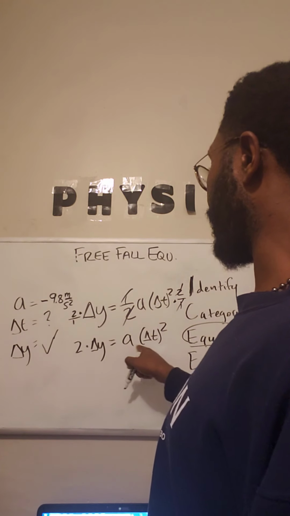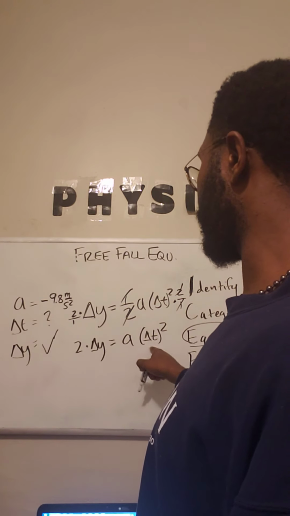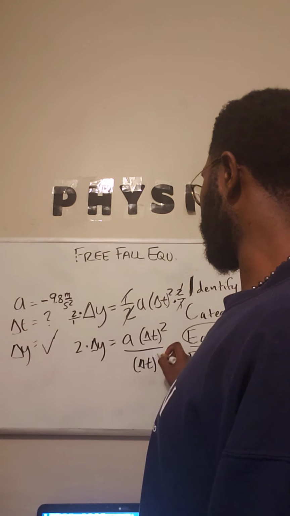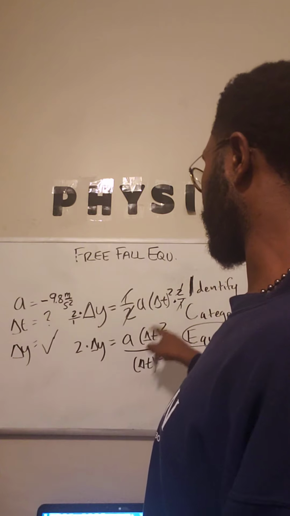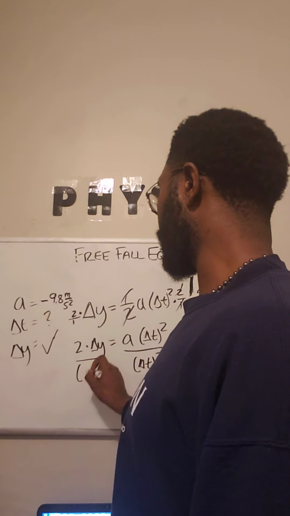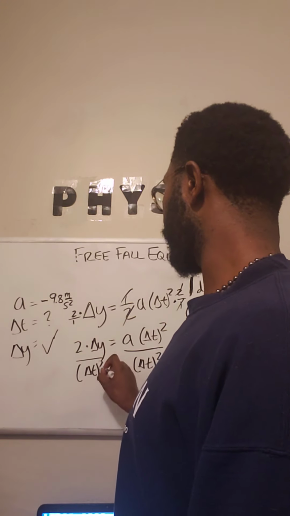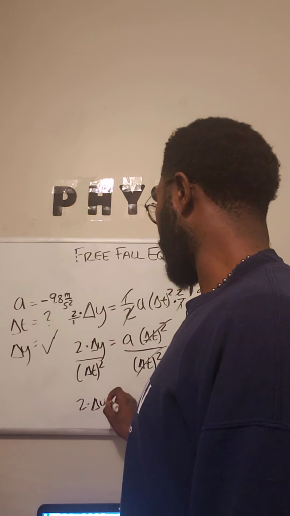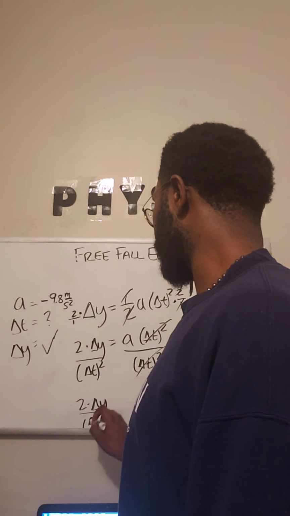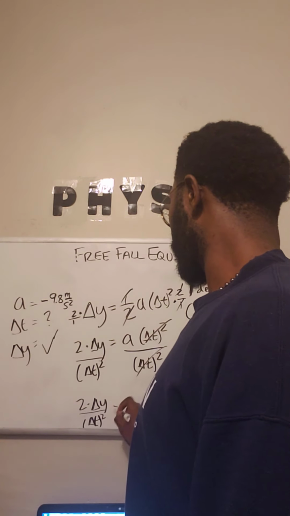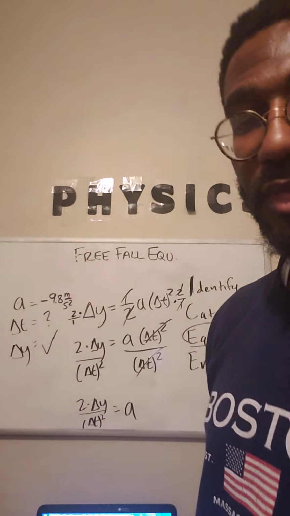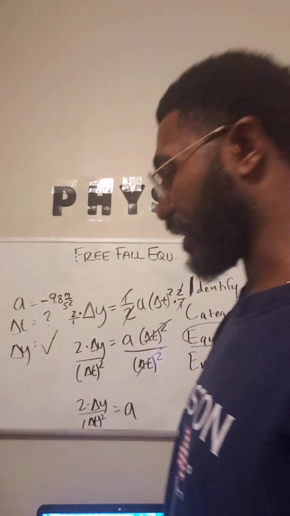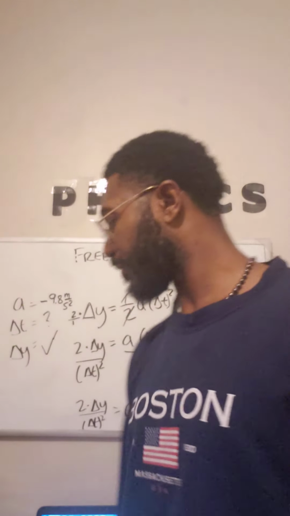Divide by, I'm trying to get a by itself. So currently it's being multiplied by delta t squared. So I just divide by delta t squared. That entire parentheses exponent thing, I can just divide by the whole thing. So it's great. All right, those cancel out. So I end up with 2 times delta y divided by the quantity of delta t squared equals a. All right. And again, we'll always know a is negative 9.8 meters per second squared, but that's neither here nor there. All right. So great.